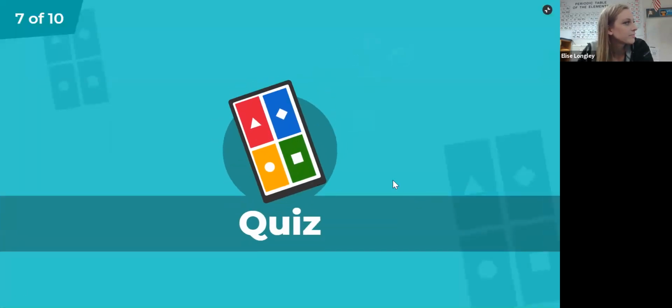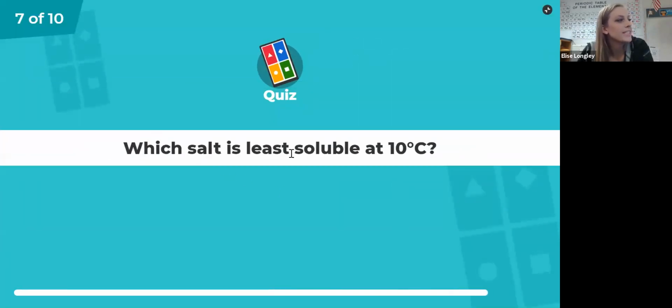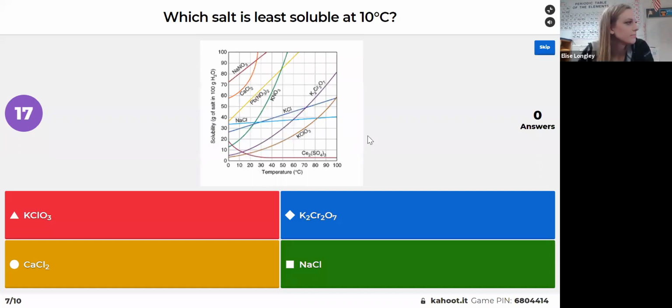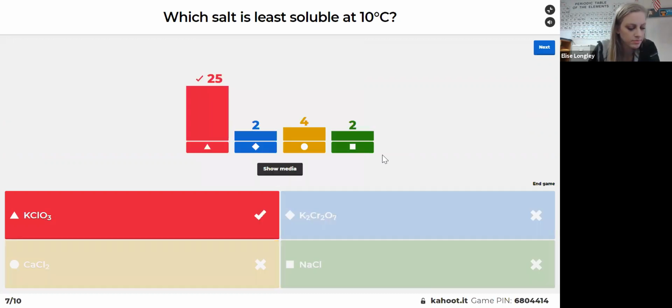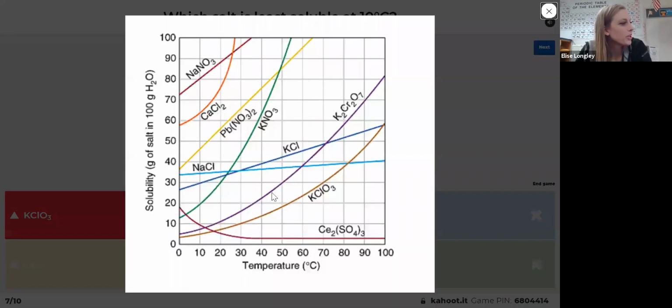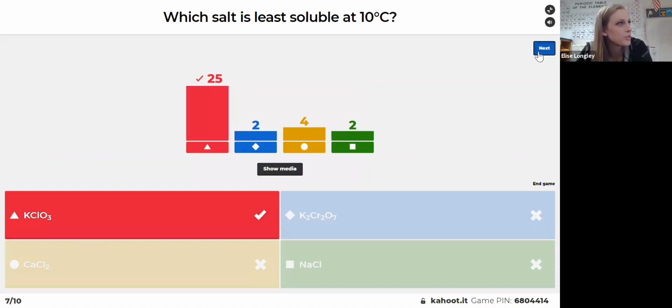All right. Which salt is the least soluble at 10 degrees Celsius? At 10 degrees Celsius, who is the least soluble? Yes. So we go to 10 degrees and we find the line on the bottom, and that was potassium chloride. So that is why that is the least soluble. The least amount of grams of solute dissolves at 10 degrees. Awesome. You guys are doing great.